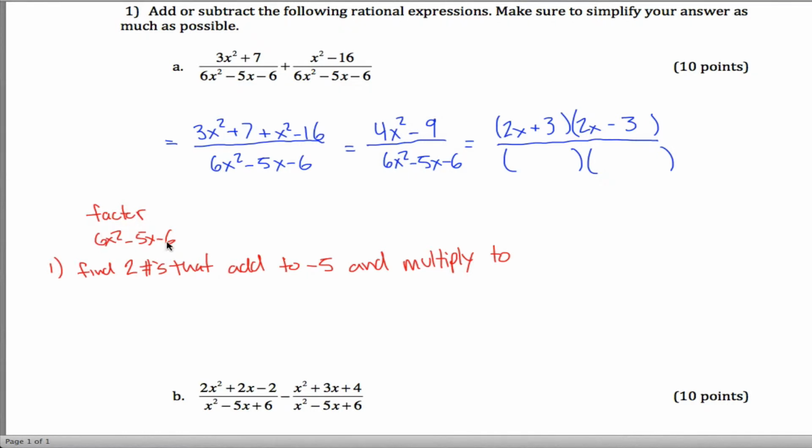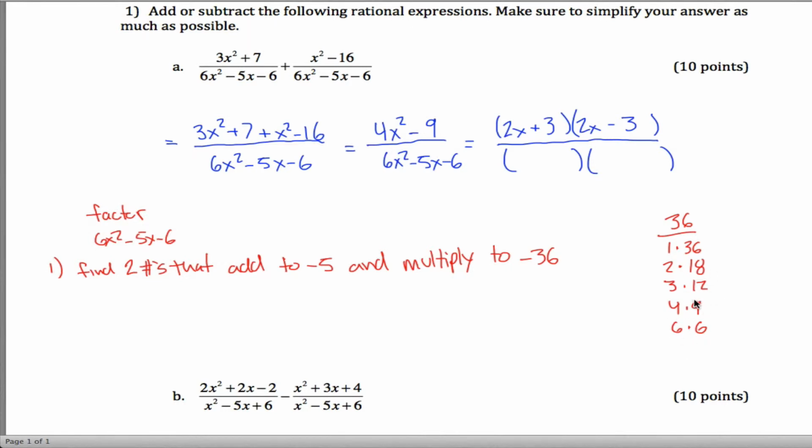All I'm saying is this: 6 times negative 6. 6 times negative 6 is negative 36. I want to find 2 numbers that add to negative 5 and multiply to negative 36. That's not easy. What I'm going to do is list everything that multiplies to 36, or at least all the positive integers that multiply to 36. And this is a complete list.